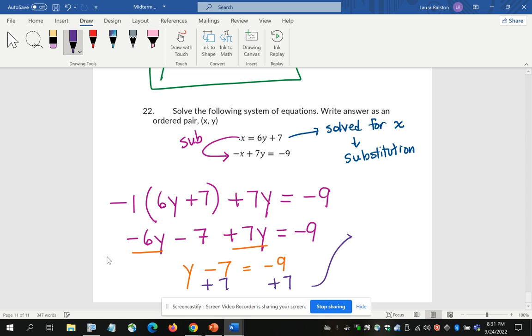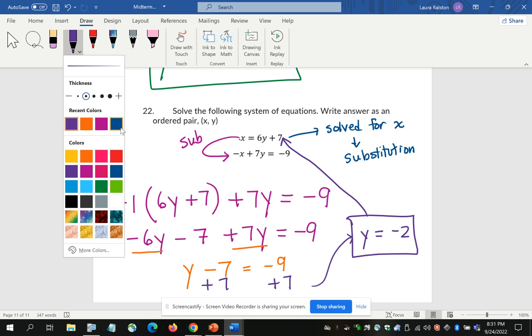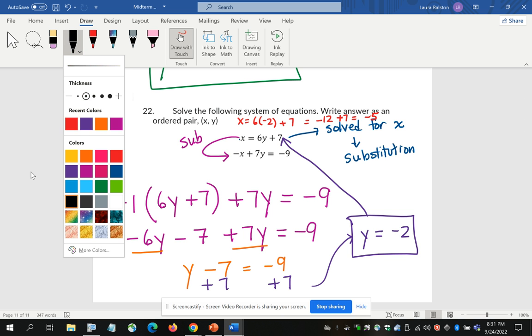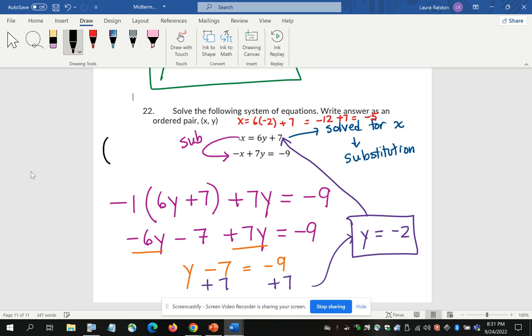So y equals -2. So if y equals -2, I'm going back to the first equation and I'm going to substitute -2 in place of y so that I have x equals 6 times -2 plus 7, which gives me -12 plus 7, which is -5. So written as an ordered pair, (x, y), my solution is (-5, -2).